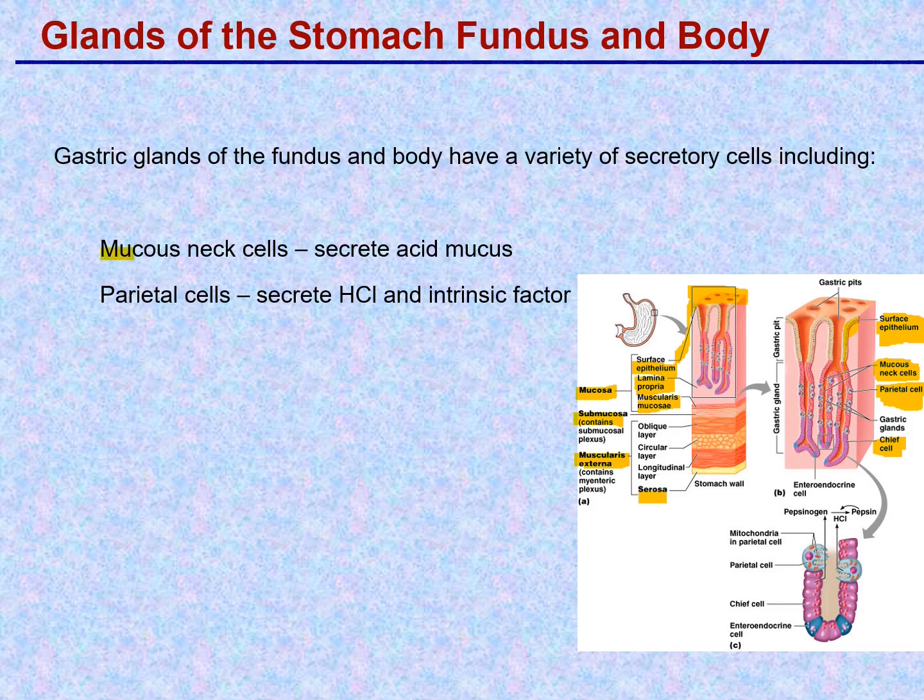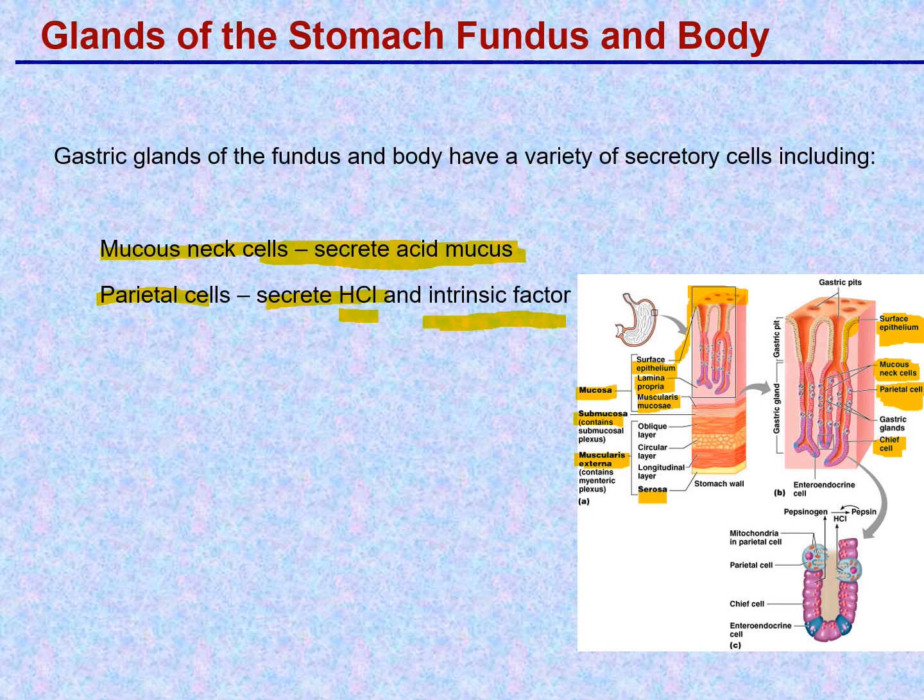The mucous neck cells, of course, secrete mucus. It's an acidic mucus, but it is a mucus, not highly acid, and it does act to protect the surface epithelium of the stomach from the action of the enzymes and the hydrochloric acid that's produced. Parietal cells are secreting hydrochloric acid. They also are producing a protein called intrinsic factor, which helps with vitamin B12 absorption. Without that, you can't get vitamin B12 absorption.